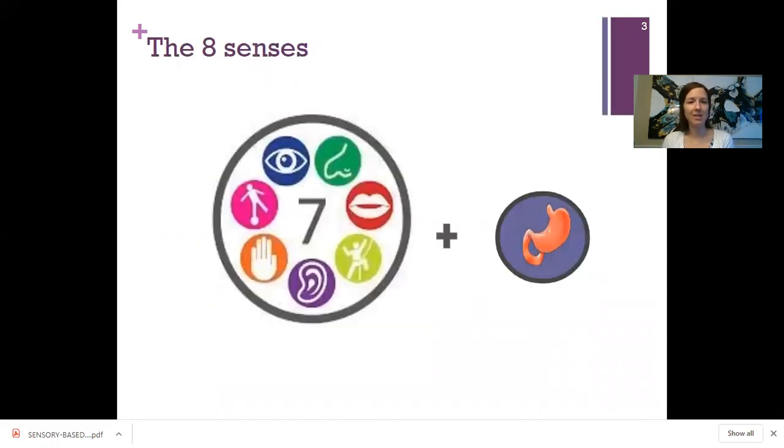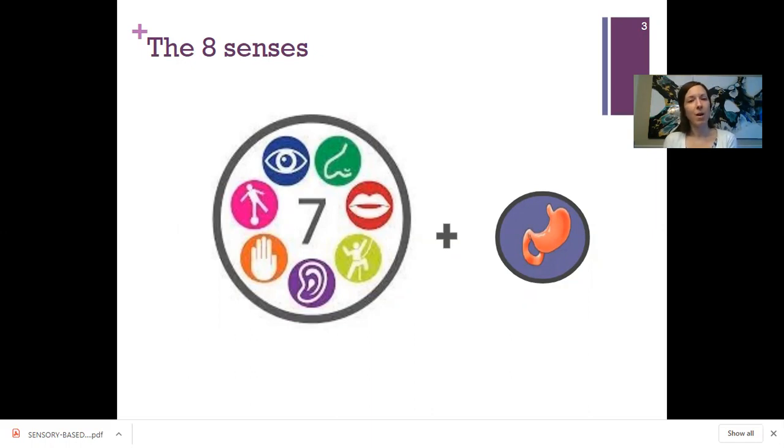Okay, so the 8 senses. We have our sense of vision, sense of smell, our gustatory sense, which is taste. The little yellow circle corresponds to vestibular input. So we're going to talk in depth about the vestibular system, but that's basically your sense of motion, linear movement, rotational movement, where your head is in space.